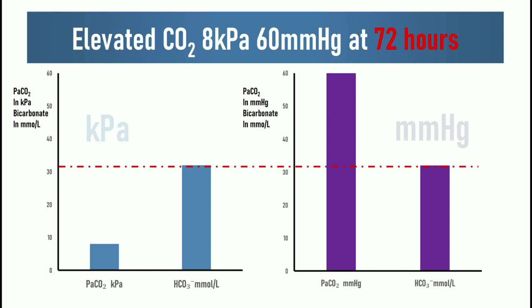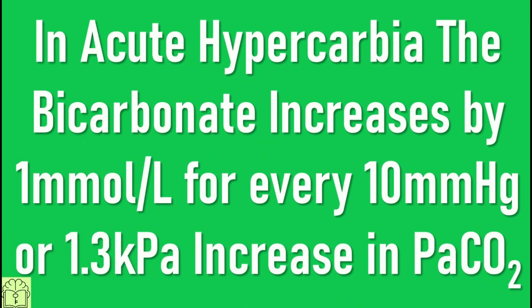The reason for this is the patient is now at a steady state for CO2 production, CO2 elimination, and bicarbonate concentration. This is the appropriate bicarbonate concentration for a PCO2 of 8 kilopascals, or 60 millimeters of mercury. And there is a rule of thumb for calculating this out.